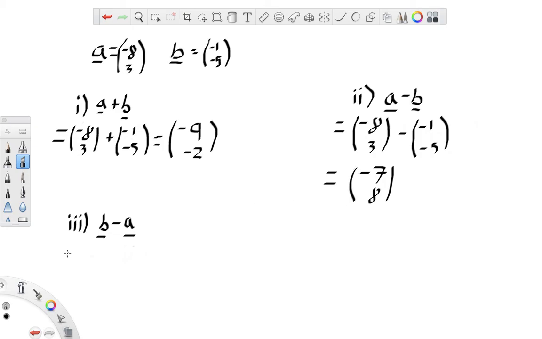And then for question 3, we've got B minus A, well, that's minus 1, minus 5, and we're taking minus 8, 3 from that. Again, we've got to be really careful because we've got a minus and then a minus in here. If you've got minus 1 minus minus 8, well, that becomes minus 1 plus 8, and that is 7. And then we've got minus 5 minus 3, which is minus 8, like so.